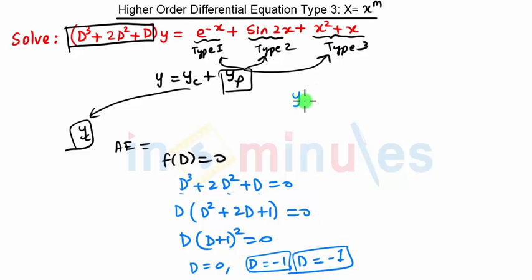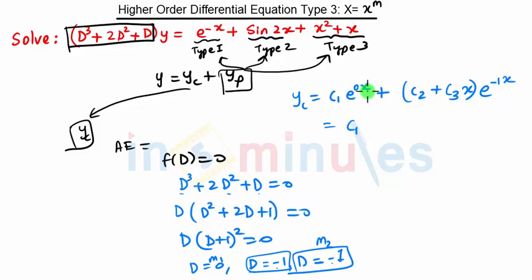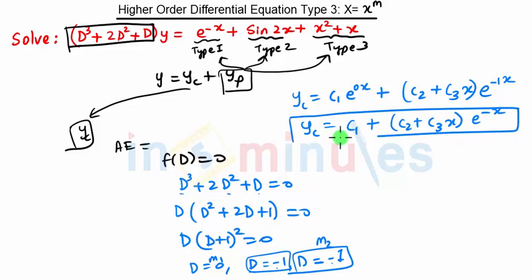In that case yc is c1 e raised to m1x. m1 in our case is 0, so e raised to 0x, plus d equal to minus 1 is repeated twice, so we will have two constants c2 plus c3, and c3 will be multiplied by x, e raised to m2x. In our case m2 is minus 1, so this will become c1, anything raised to 0 is 1, plus c2 plus c3x into e raised to minus x. So this is our yc.